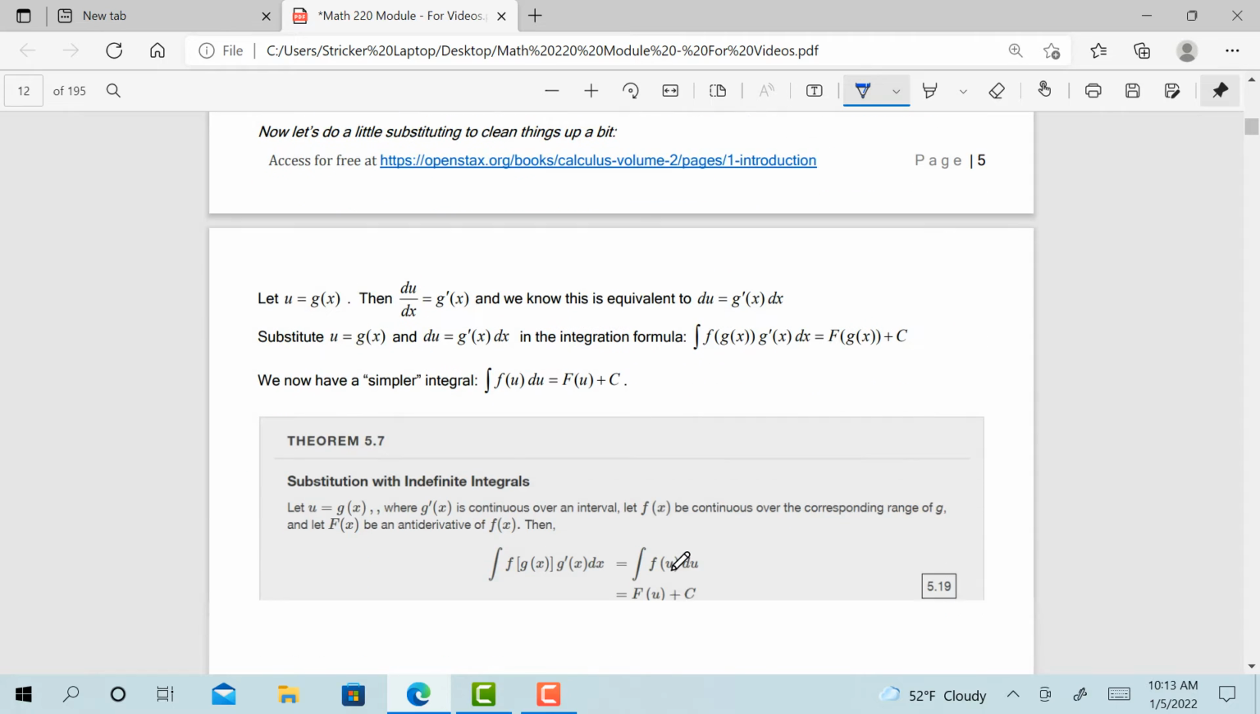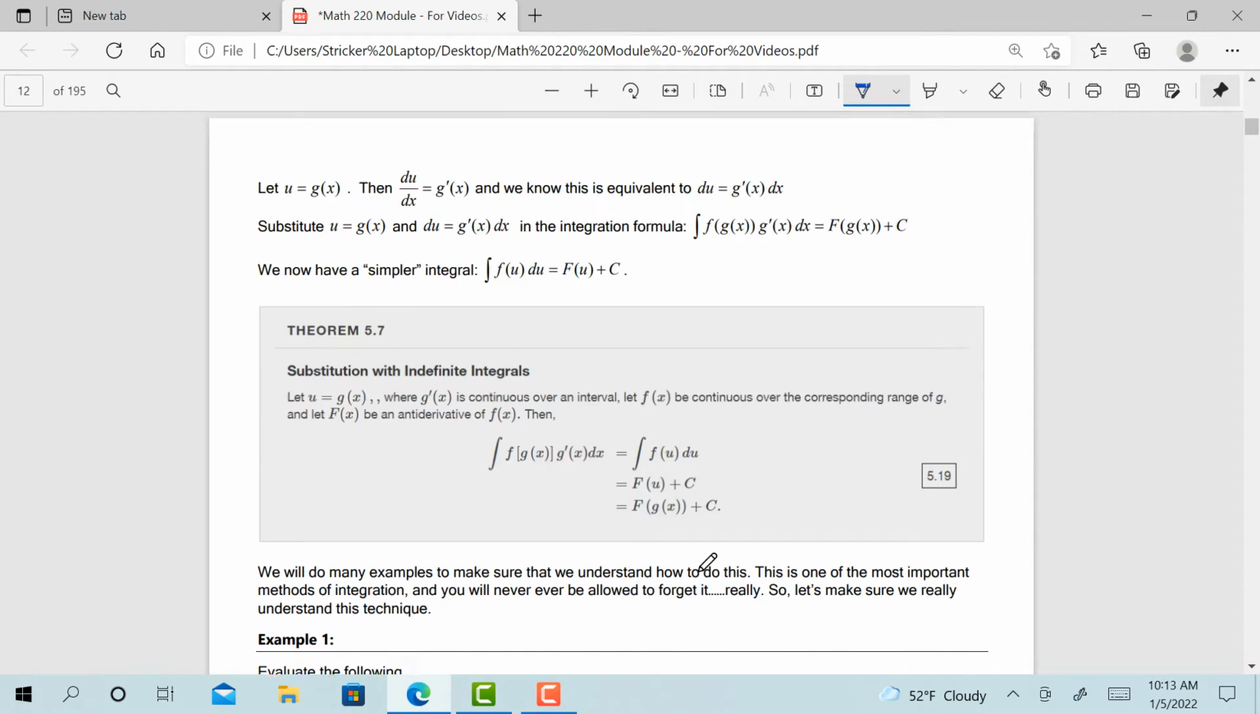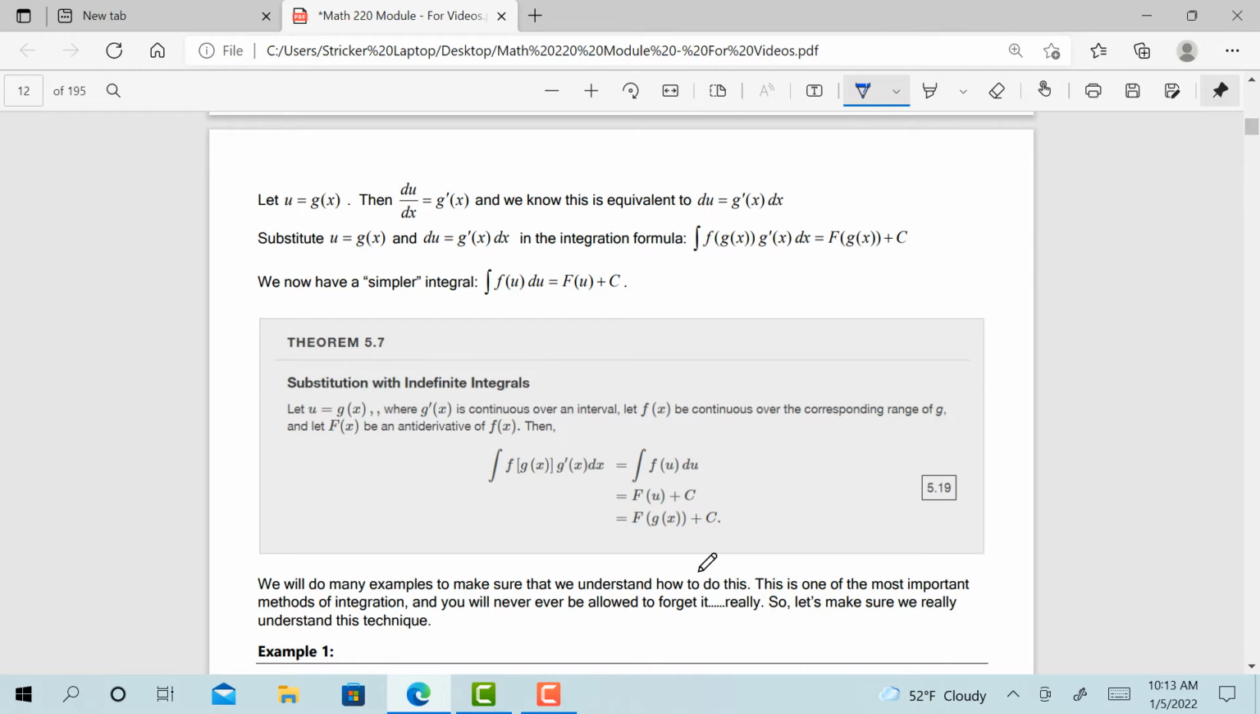And the important thing to remember is that we're always typically going to let u be that inside function. So if you're looking at an integral and you have a function that's inside of another function, that's typically going to be what we're going to let u be. It's not always the case, but a lot of times that's the case.